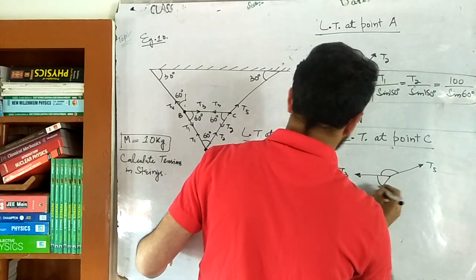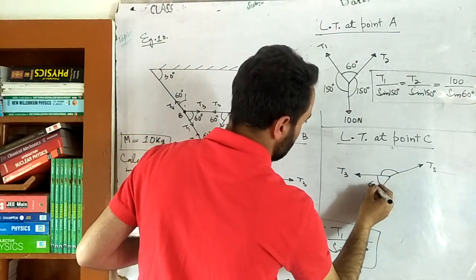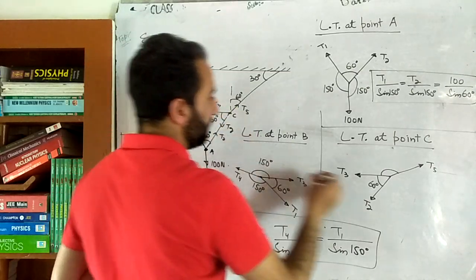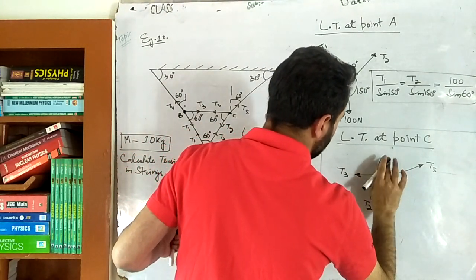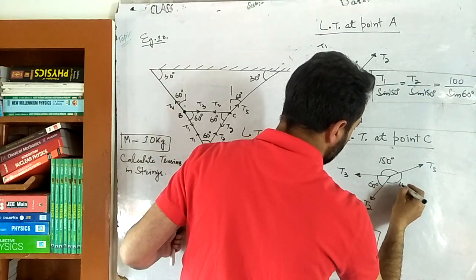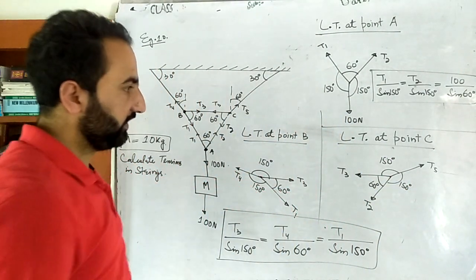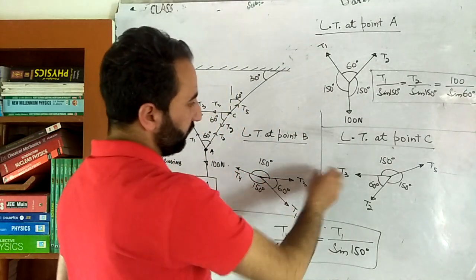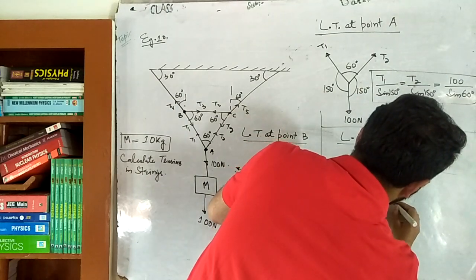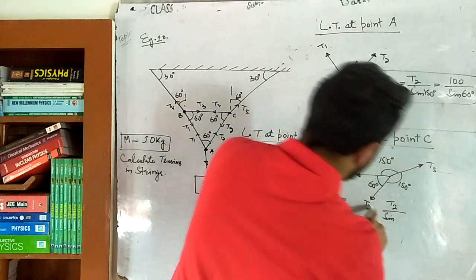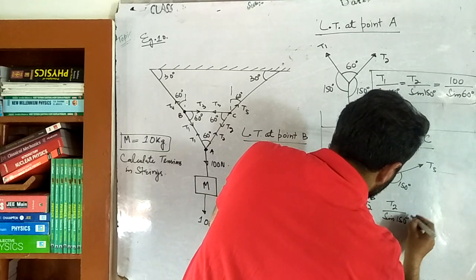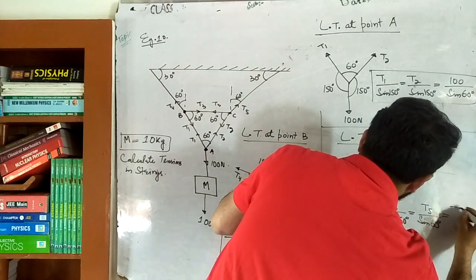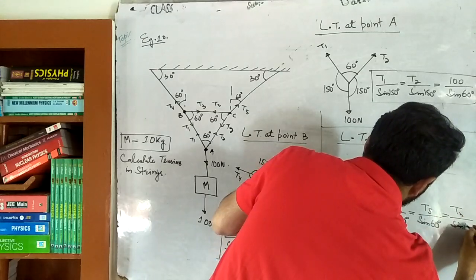Again, this angle is given to you. This is 60. So this angle will be again how much? 150, because this is 60. So here it's 150. And this angle will also be equal to 150 degrees. So in the similar way, apply Lami's theorem again, exactly the same way. From this you can calculate T3. So here I will write down T2 divided by sine of the angle opposite to it, that's 150 degrees, will be equal to T5 divided by sine 60, is equal to T3 divided by sine 150.